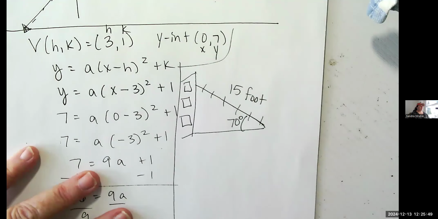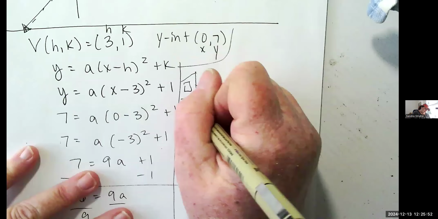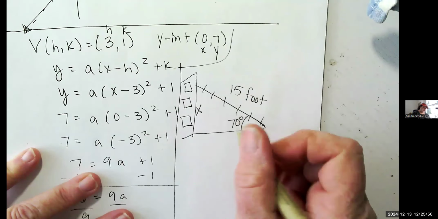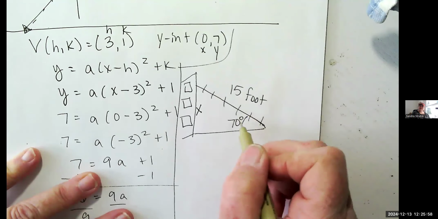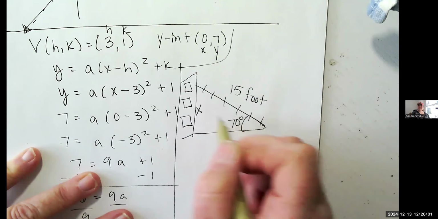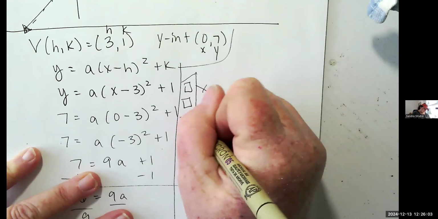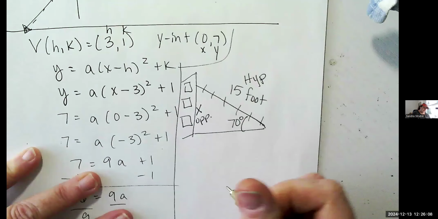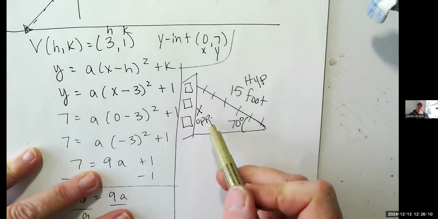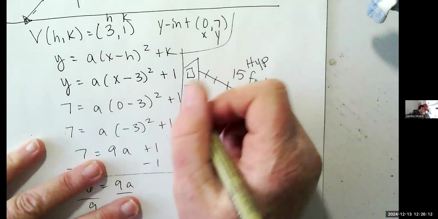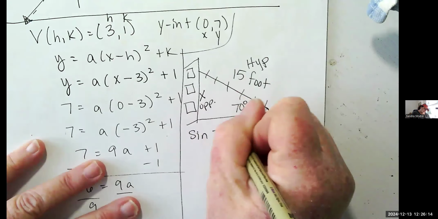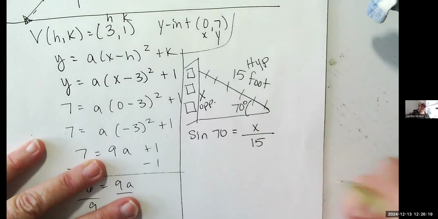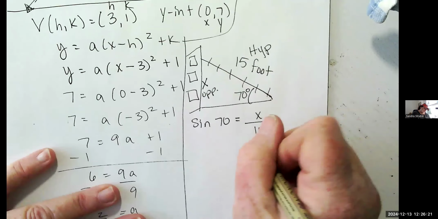So how high does the ladder reach up the side of the building? So we're looking for this value here. Using the 70 degrees and the 15 feet, we need to find the side opposite the 70 degrees. So we're looking for opposite. The 15 foot is the hypotenuse. So I need a trig function that uses opposite and hypotenuse, and that's sine. So sine of 70 is equal to the opposite over hypotenuse. You just need to solve for x. Multiply both sides by 15.